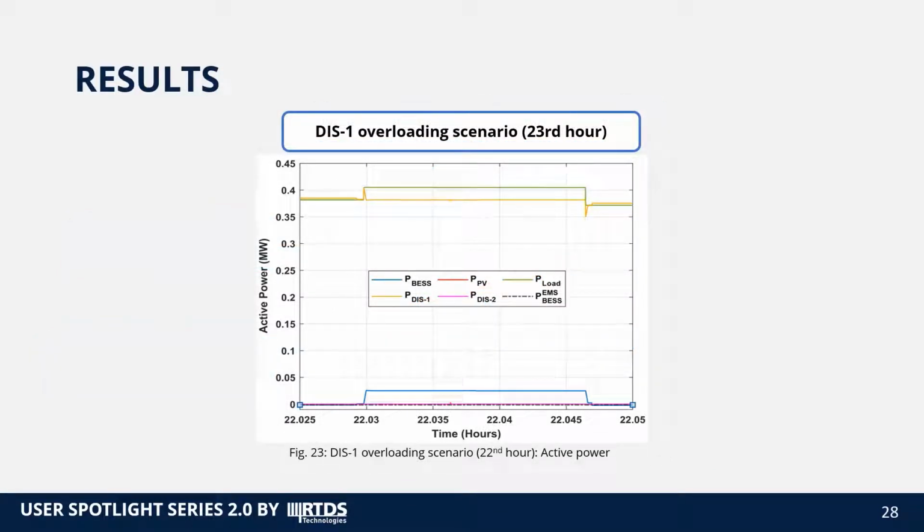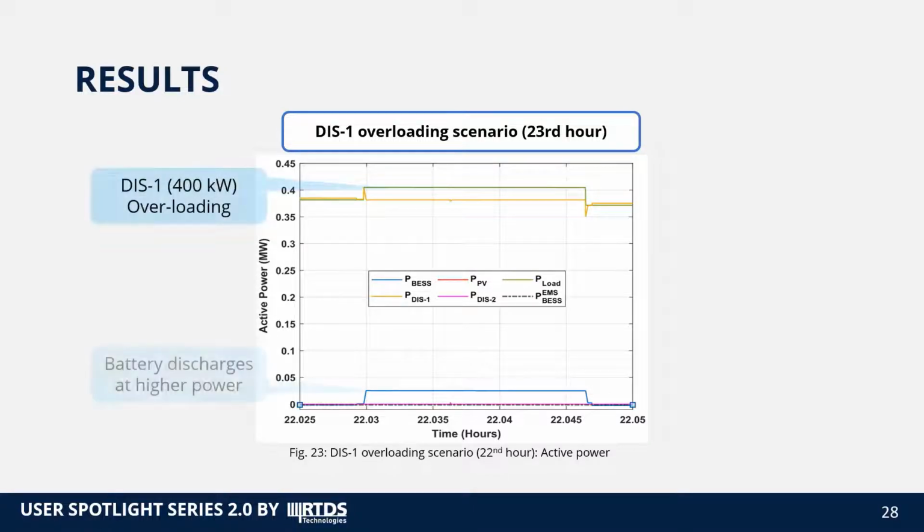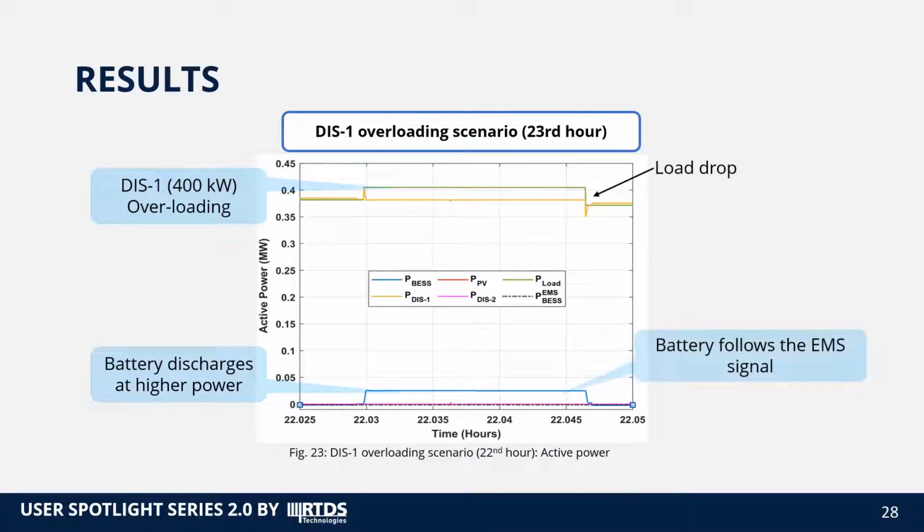Here we have a diesel overloading scenario at the 23rd hour. In response, the power management system will instruct the battery to discharge at a higher power. Following a load drop at this point, the power management system instructs the battery again to follow the energy management level signal.